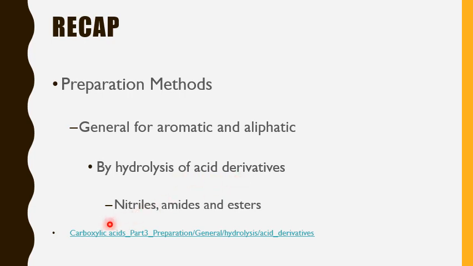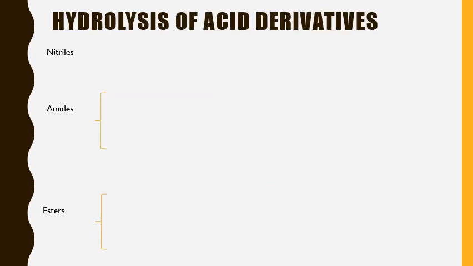Here you can see the link through which you can access the previous class where I have explained the preparation through the general method of hydrolysis of acid derivatives. If you click the hyperlink here, you will go to the class where you can have a detailed explanation of this preparation with lots of examples and mechanisms. Now let's have a quick look at the hydrolysis of acid derivatives with the reactions.